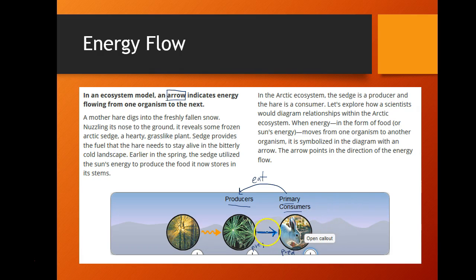Okay, so what we're showing here is that there is energy being transferred from the plant to the consumer, and then whoever consumes the rabbit will then be next on this chain.